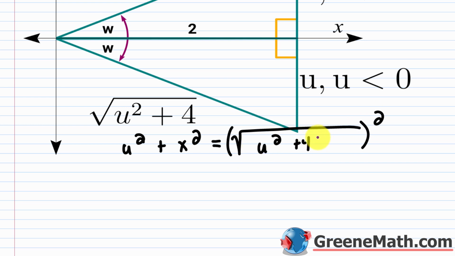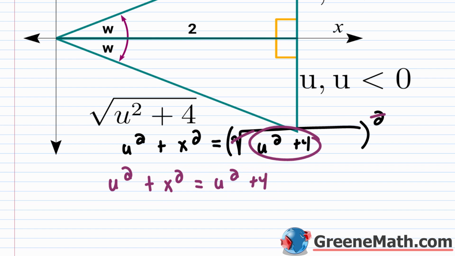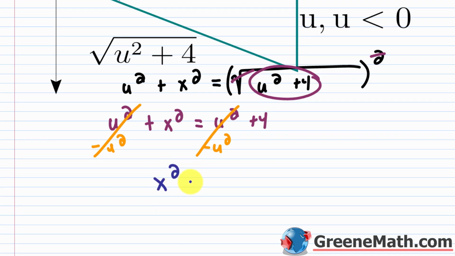Okay, well, if I square this, this is going to cancel with this, and I'm going to have the radicand. So I would have u squared plus x squared is equal to, the radicand is u squared plus 4. Well, look at how this is going to work out pretty nicely, because I can subtract u squared away from each side of the equation. This is going to cancel, and this is going to cancel. So this is going to give me x squared is equal to 4.